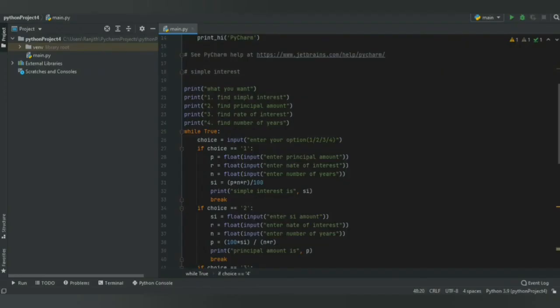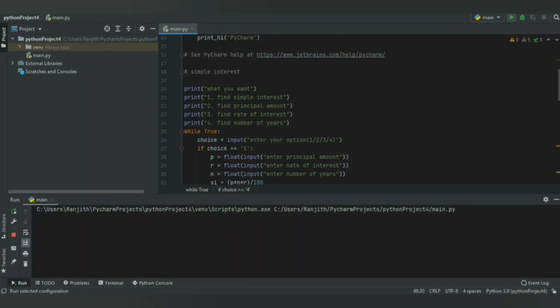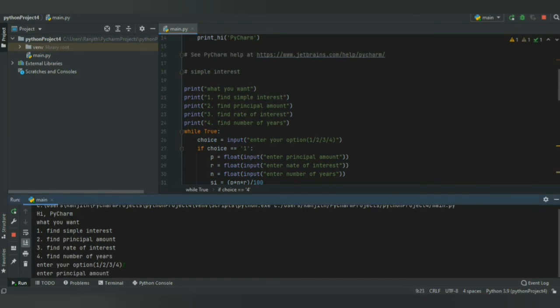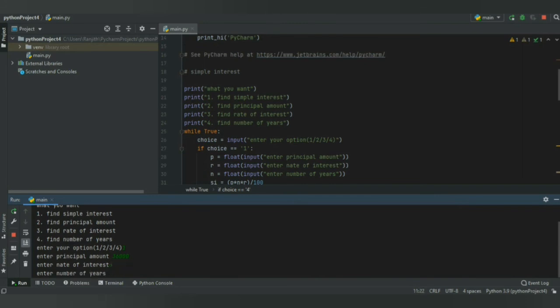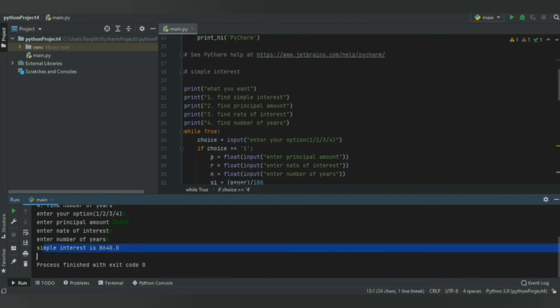Open your PyCharm, run the code. They ask simple interest, so I choose option first one. Enter. First one is enter the principal amount. Principal amount is 36,000 and rate of interest is 6. Number of years is 4. And then enter. We got simple interest 8,640.